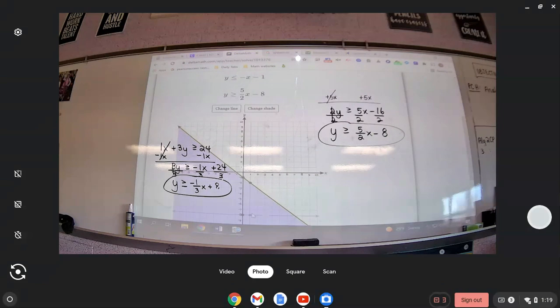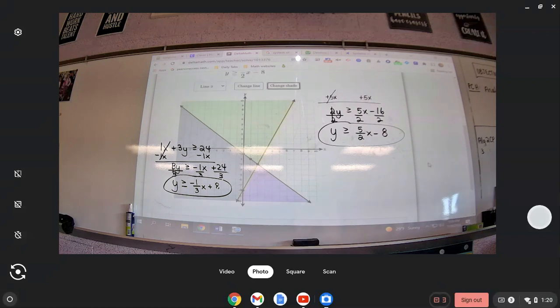I got to go down 8. I have to go up 5 and right 2. Solid or dashed? Solid, greater than or equal to. Kayla, thank God you're here. And I want y to be greater. So should I shade above or below this line? Above. There it is. Perfect.